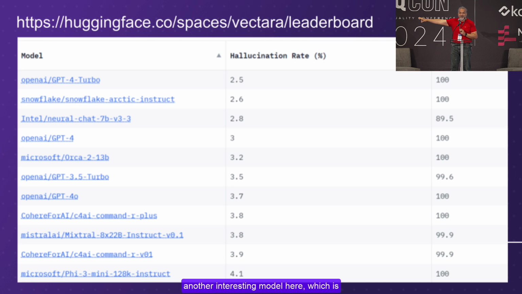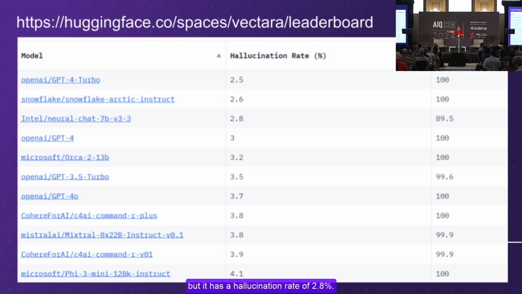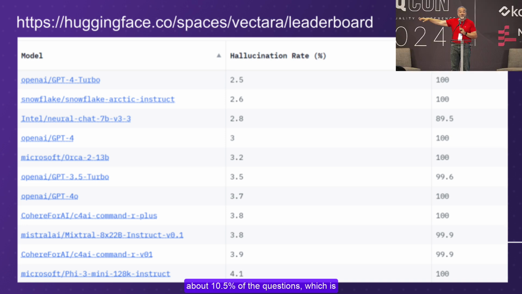Now, I want to highlight another interesting model here, which is the Intel model. First, you can see the Snowflake Arctic model is actually very good as well because of how big it is. But another very key model here is the Intel model, which actually is a small model. It's only 7 billion parameters, but it has a hallucination rate of 2.8%. That model is cheating. I want to highlight that to you. The reason why it's cheating is because if you look at the answer rate column, the model is abstaining from answering about 10.5% of the questions, which is probably the area where the hallucination would have taken place. So be watchful. You have to always look at the hallucination rate and the answer rate together.